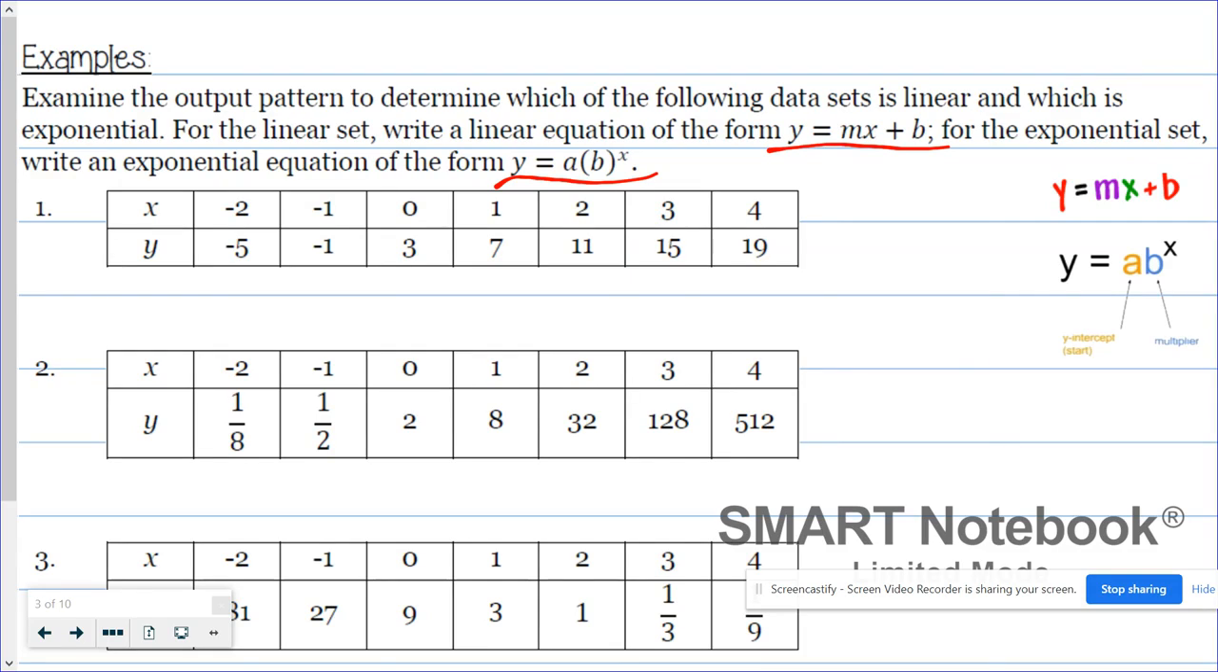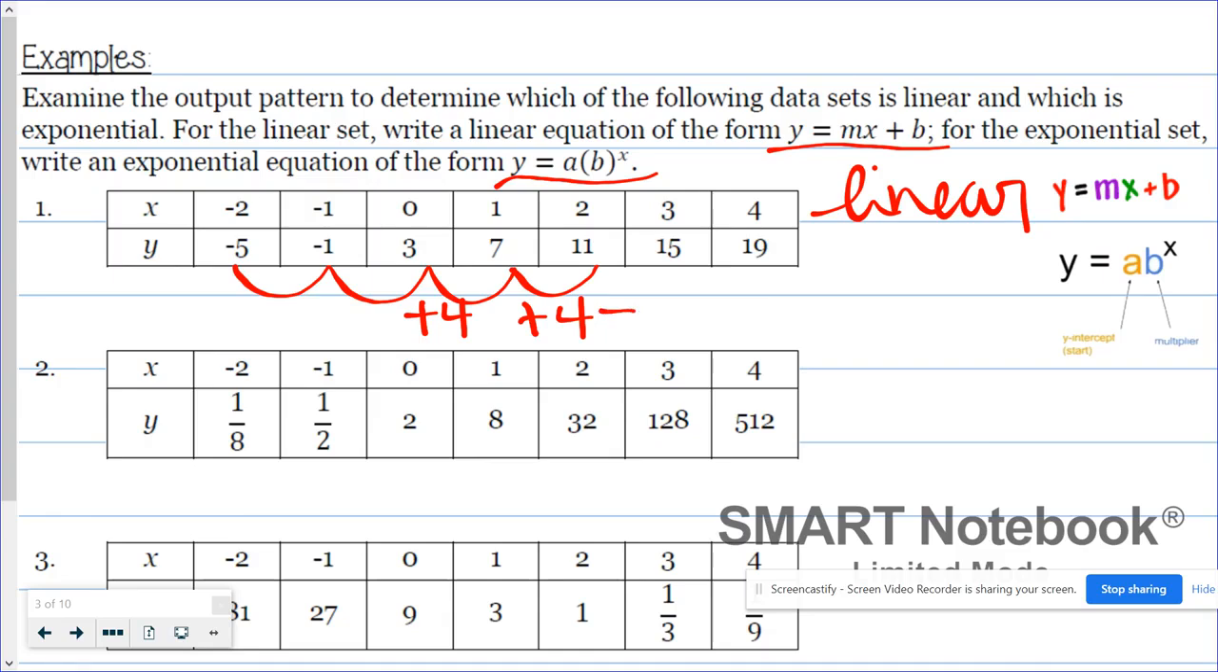Okay, so let's see how you did on problem number 1. When I look at the pattern in my y values, I see that my y values are increasing by 4. So I am adding 4 each time. This indicates that table 1 is a linear function.